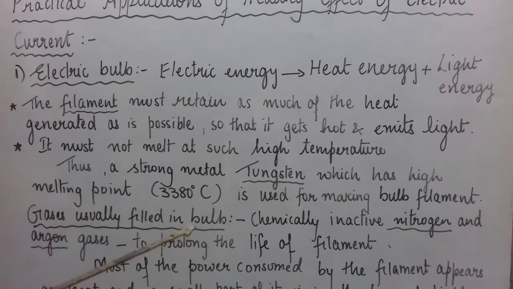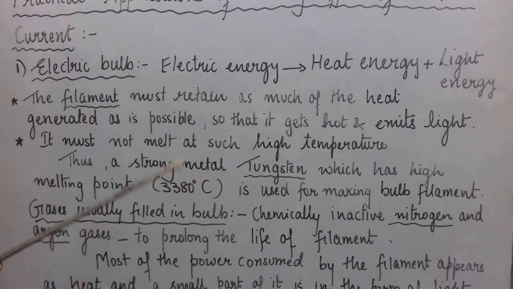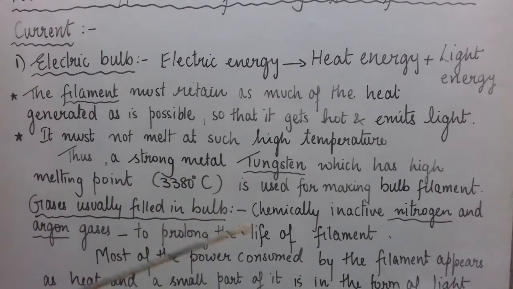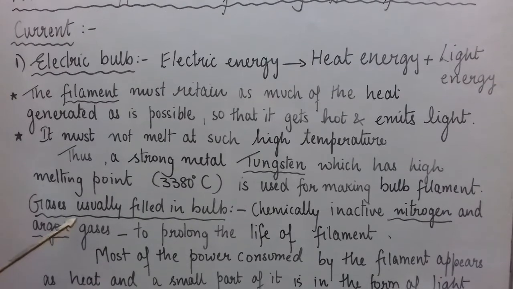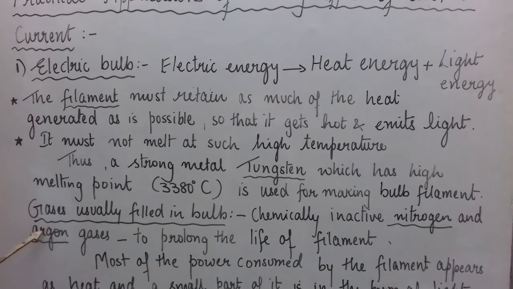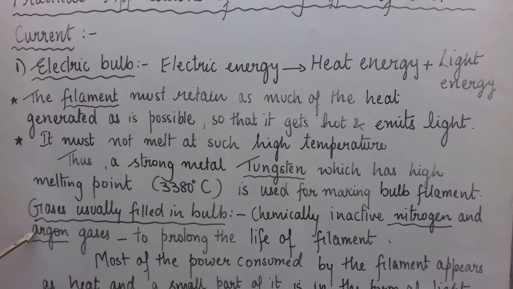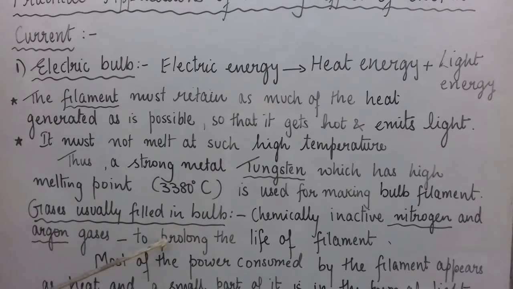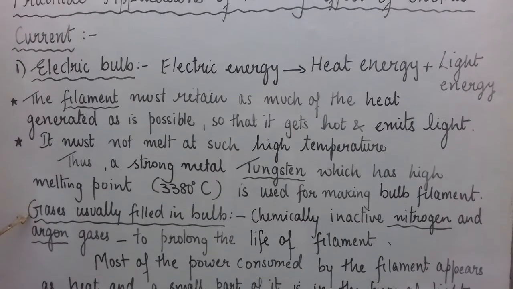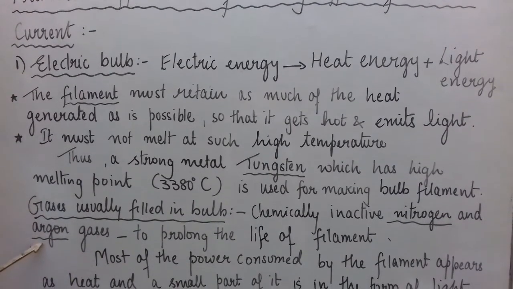So that they don't react with the filament of the bulb, that is tungsten. So chemically inactive nitrogen and argon gases are filled in the bulb so that the filament is in contact with nitrogen or argon gas, and that is chemically inactive. So this will prolong the life of the filament. So which gases are usually filled in a bulb? Chemically inactive nitrogen and argon gases. Why? To prolong the life of the filament.